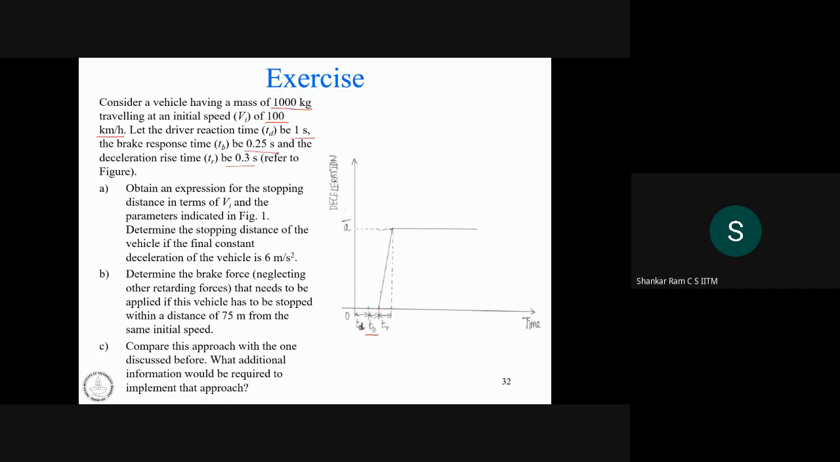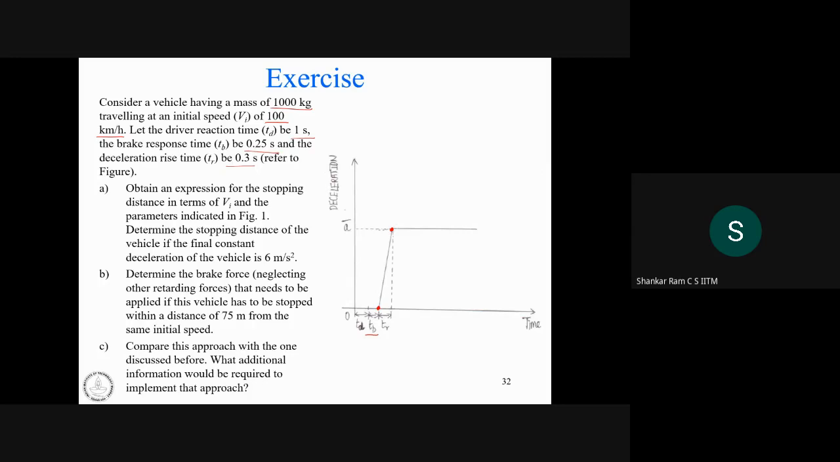So you can see that we are defining rise time as we discussed in dynamic systems, the time interval that elapsed between 0 and 100% of the final value. That's what we are calling rise time. This is an ideal curve. If A bar is the final deceleration, rise time TR is the time taken for the deceleration to go from 0 meters per second square to A bar meters per second square.